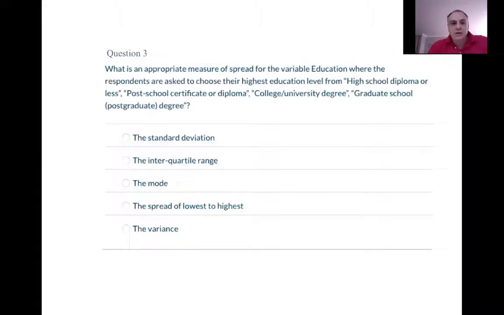Your third question, what is an appropriate measure of spread for the variable education, where the respondents are asked to choose between their different levels? With this one, the interquartile range is the measure that one would use. And remember your interquartile range. In the previous lecture, if you're not sure, I showed you how to calculate that.